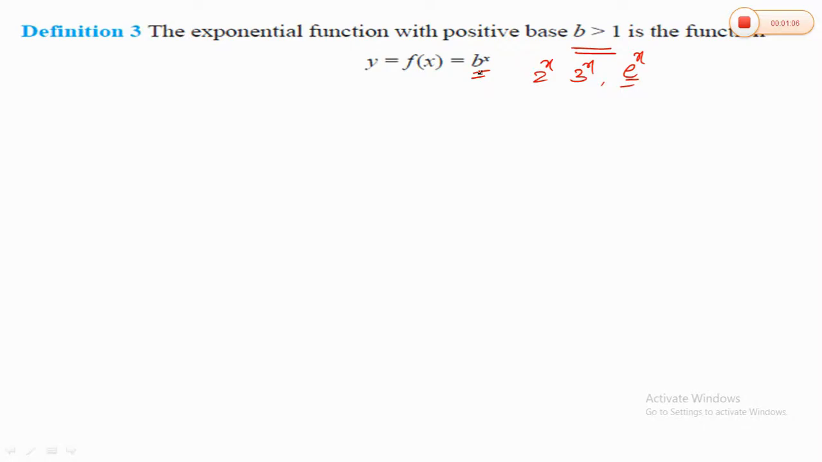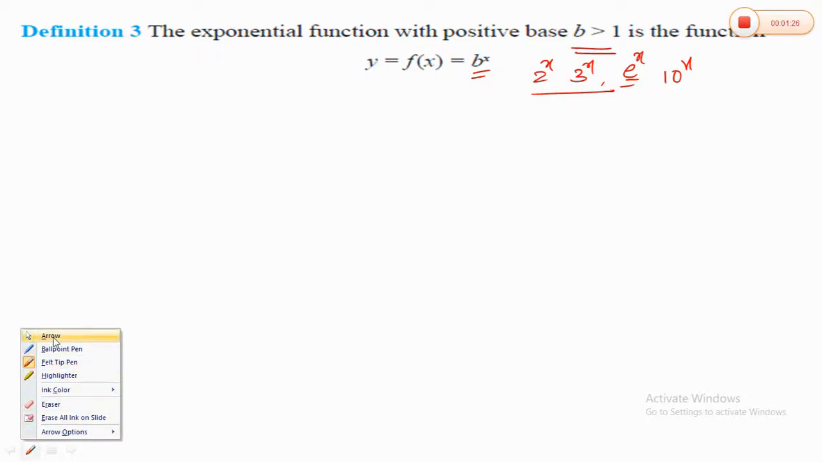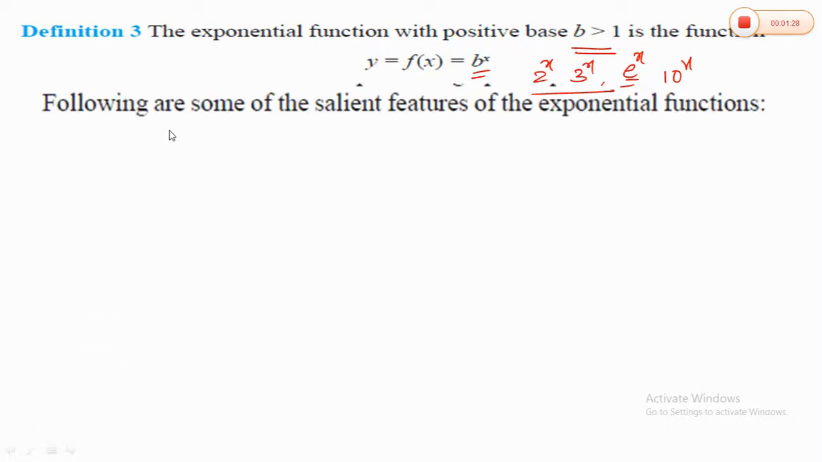Here the value of b is taken as greater than 1. Even e is greater than 1. Also 10 raised to x. Functions like these are all known as exponential functions. Now let us know the features of the exponential functions.